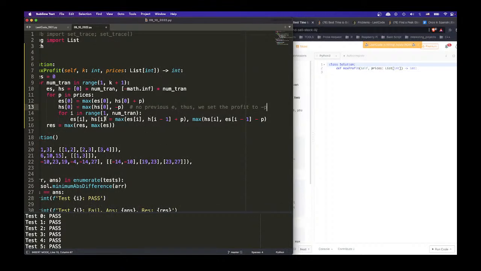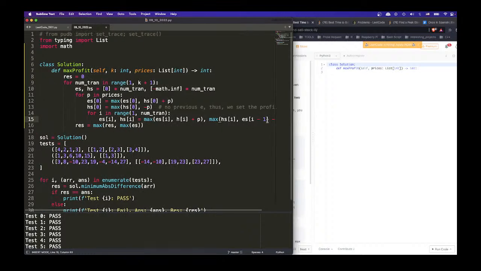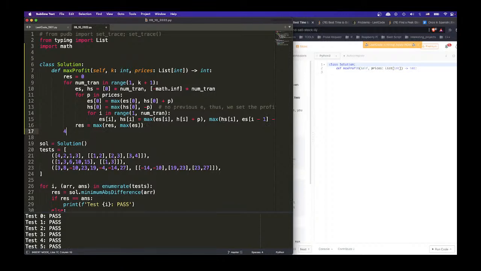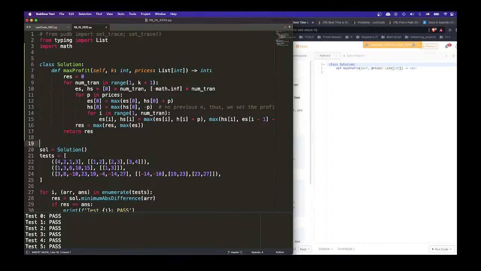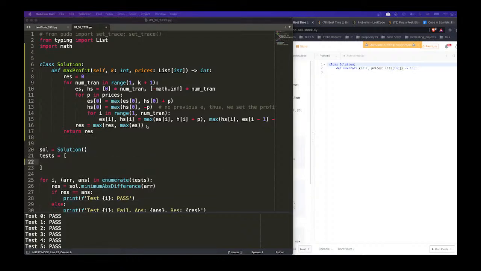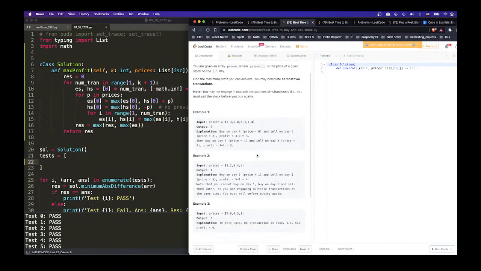And then for everyone else, E will always come from H, and H will always come from the previous E. So we go along with this. After the end, we will take the maximum E. With that, we're going to return this. Return res. Okay, let's take a look at this.